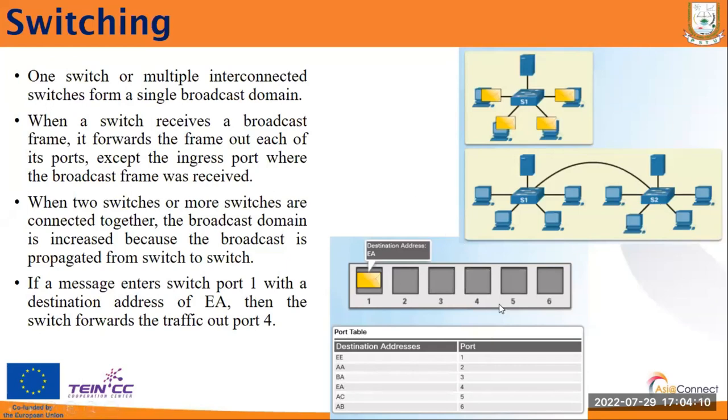Now we can see a table, right? A VLAN switch maintains a table that is used to determine how to forward traffic through a switch. Using the example shown in this figure, a message entered port 1 with destination address EA, but EA is destined at port 4. Then the switch looks up the outgoing port of EA and forwards the traffic out of that port. Now you can see here all of the messages are broadcast to all of the ports. Then it may be a security issue.